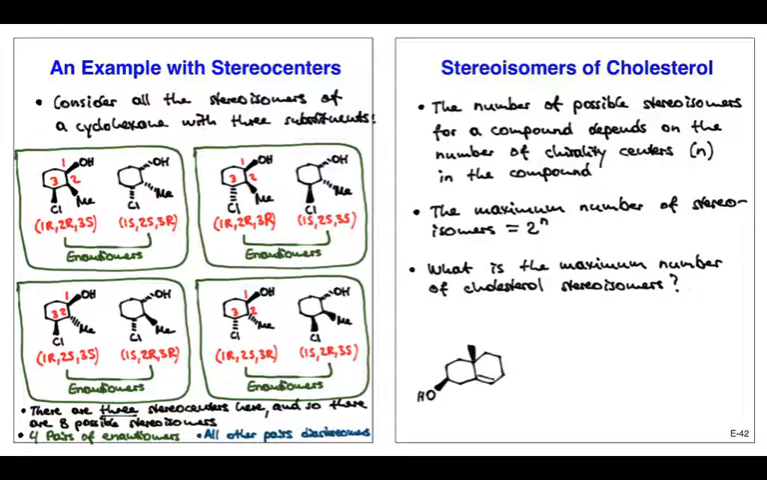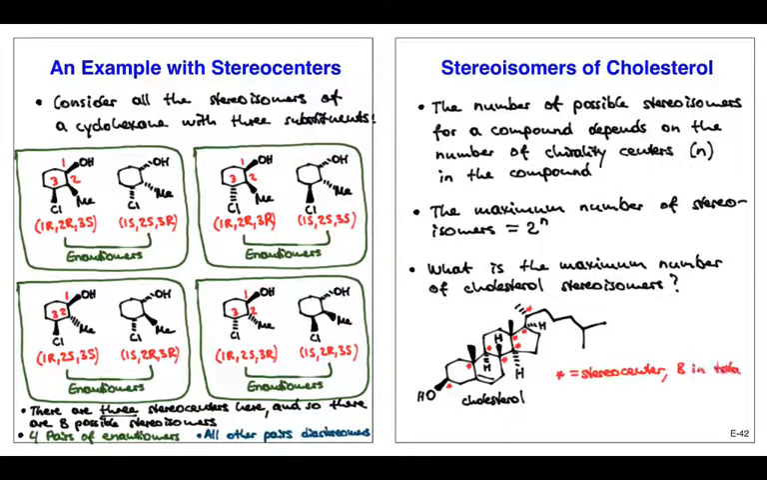Well, here's the compound. That's the actual stereoisomer which is present in nature, and it has, believe it or not, no less than 8 stereocenters in total. And this means that there are 256 stereoisomers possible for cholesterol. So 2 to the 8.